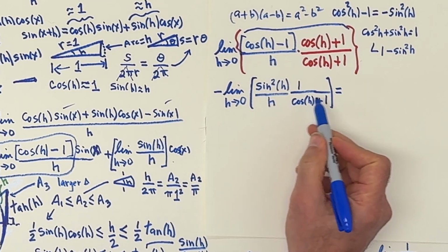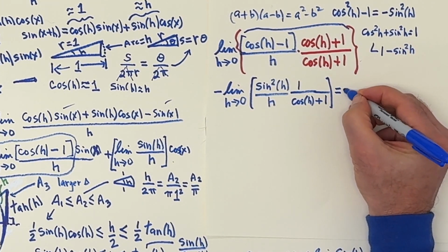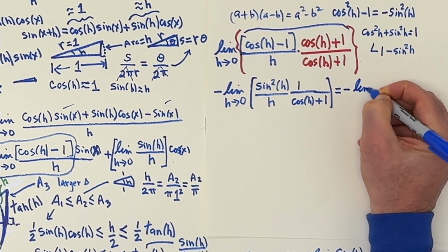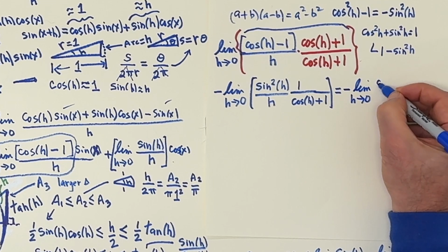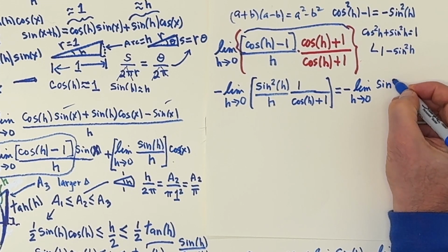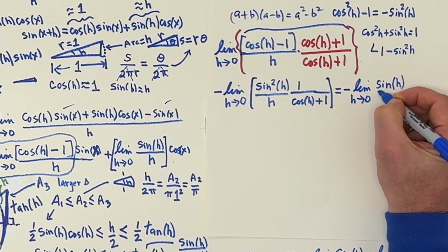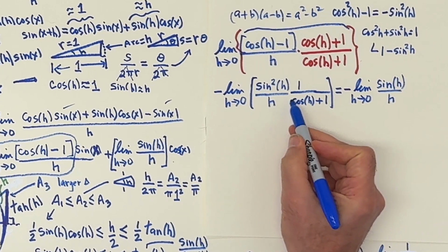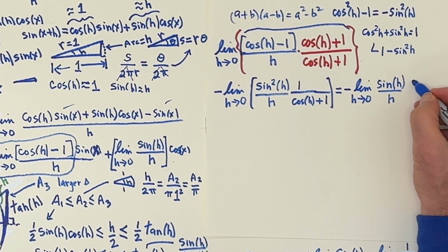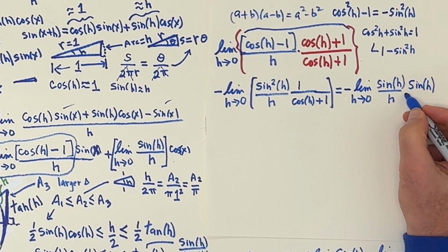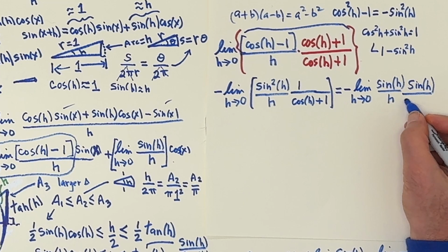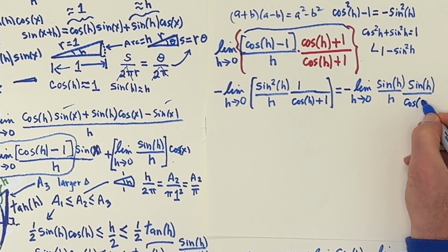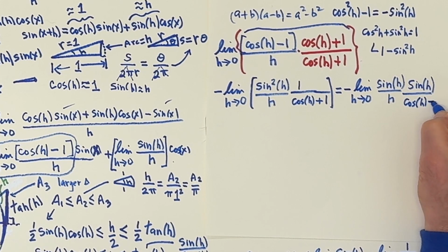And I would like to regroup things slightly here. This is minus the limit as h goes to 0. I'm going to write the sine of h over h, and I'm going to put one of the sines over here, sine of h. So I still have my sine squared of h over h, and this will be cosine of h plus 1.